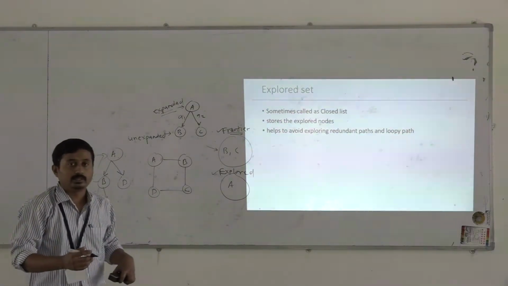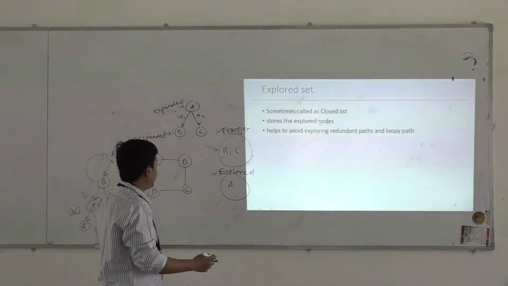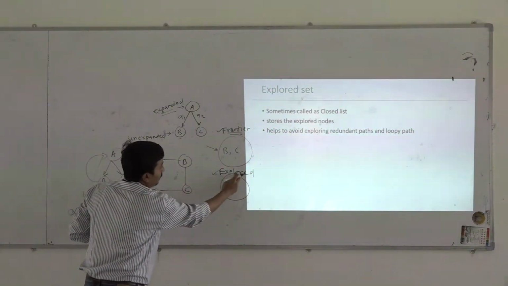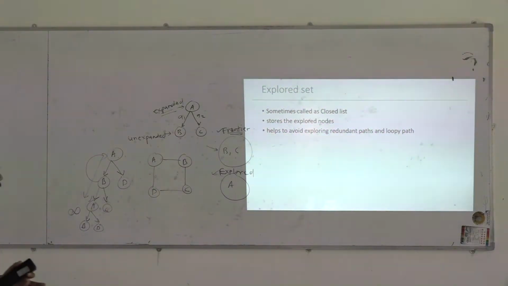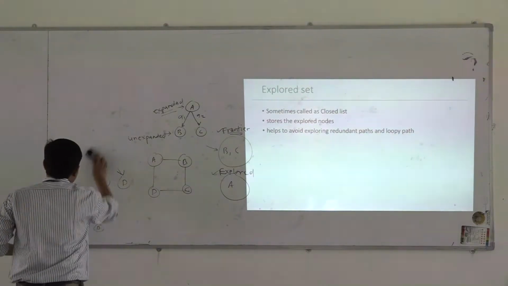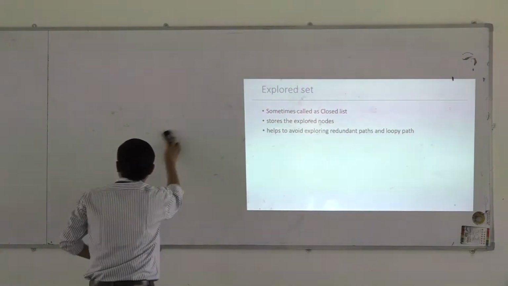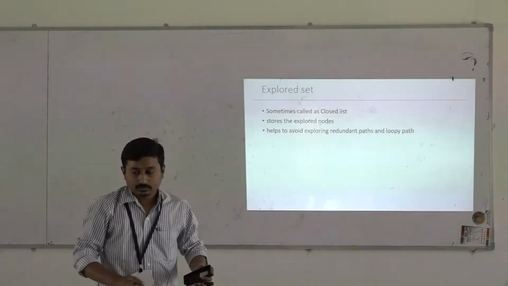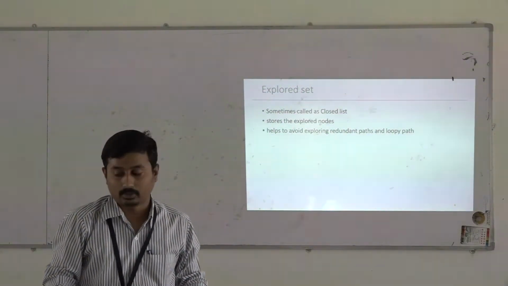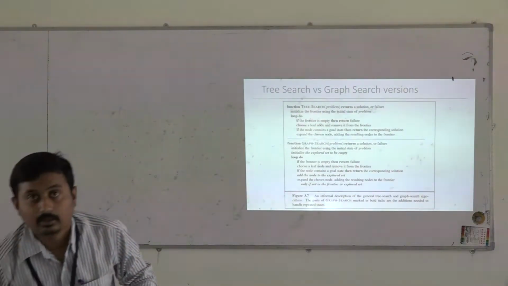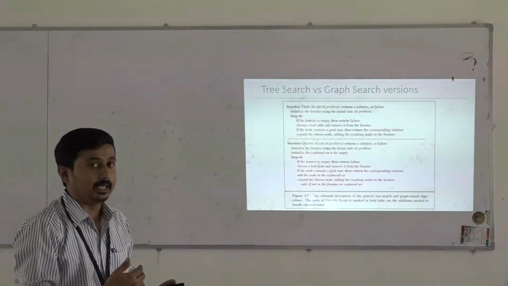In order to avoid such loopy paths, we can use an explore set. Once you visit a node, we insert it in the explore set, so the explore set helps us to avoid such loopy paths. So we are maintaining 2 data structures here: the frontier to maintain the unexplored search nodes, and the explore set to maintain nodes which we have expanded.